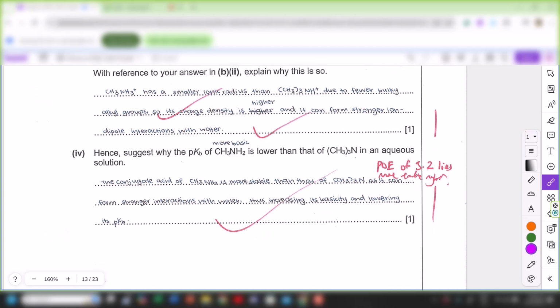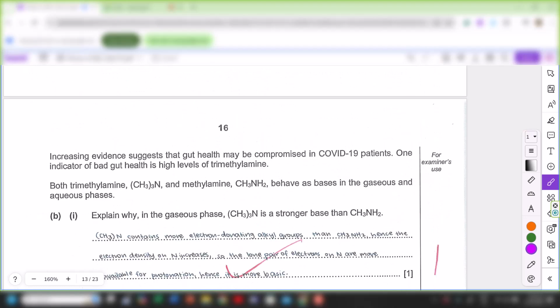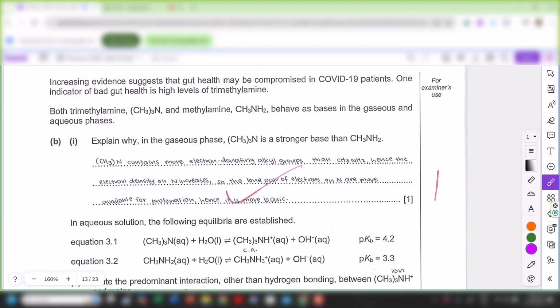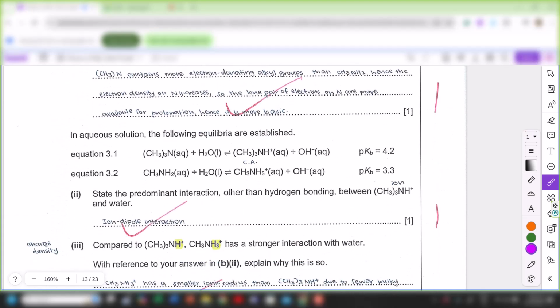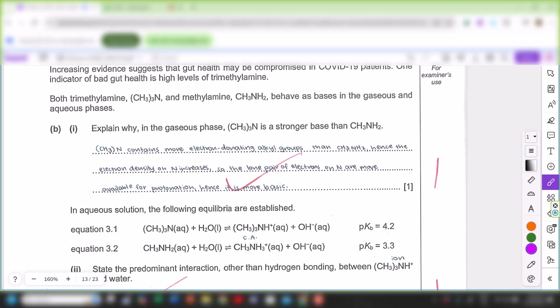For part 4, they ask you why the pKb of this is lower than this in aqueous solution. You notice that this is an interesting question, right? Because it does not agree with the explanation you gave for B part 1. Do you all notice? It doesn't agree, right? So methylamine is actually a stronger base. How do you tell? Equation 3.2 tells. Then how do you answer that?